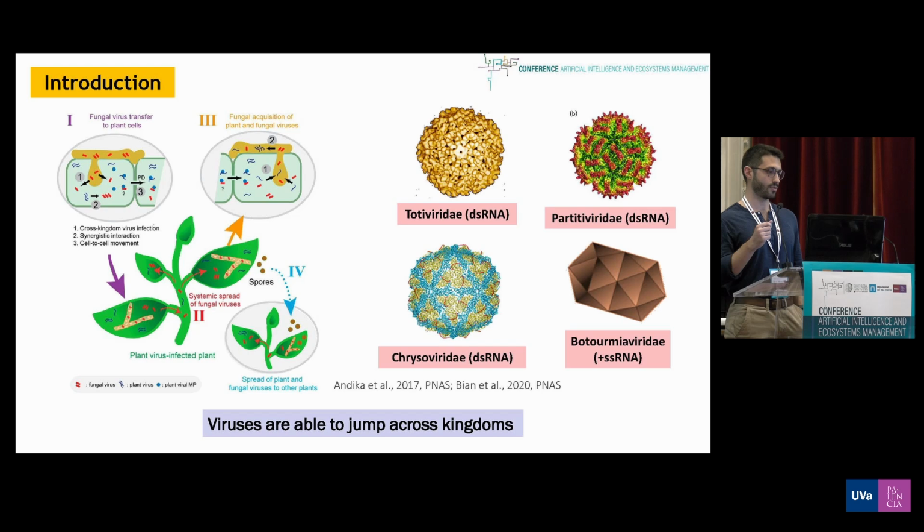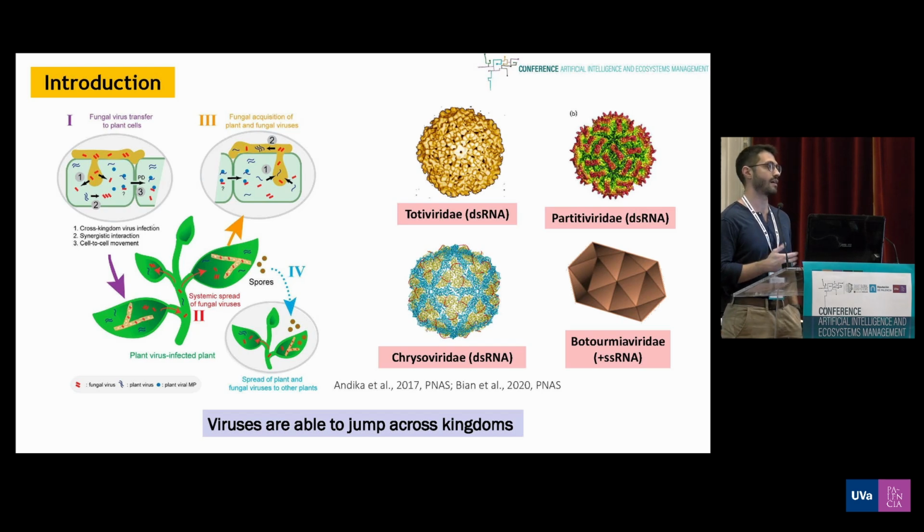Here you have an example to the left, one of the first experimental assessments of this phenomenon, in which a fungal virus was able to infect a plant, systemically spread inside the plant, and then transfer to a different fungal species, and even transfer to other plants, and even transfer to insects. And this was an actual experiment. To the right, you have some examples of these viral families that have this ability.